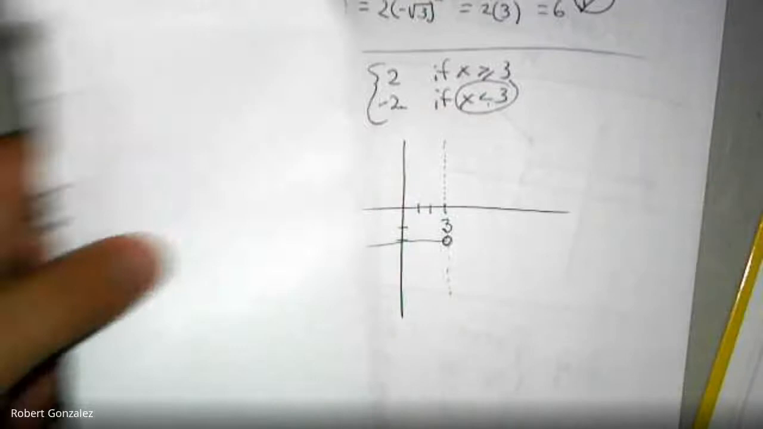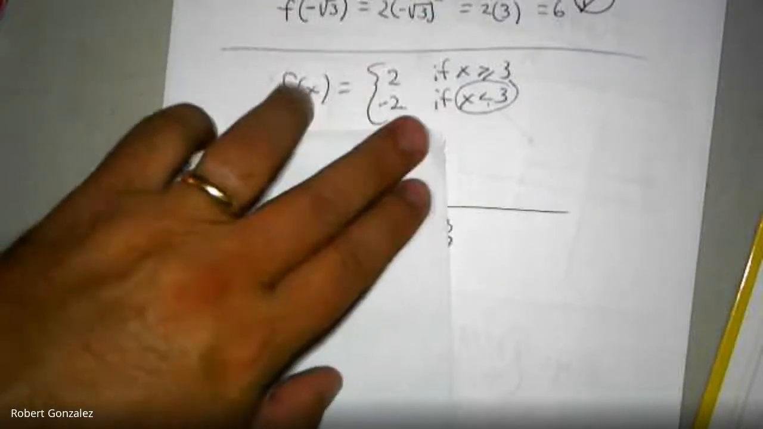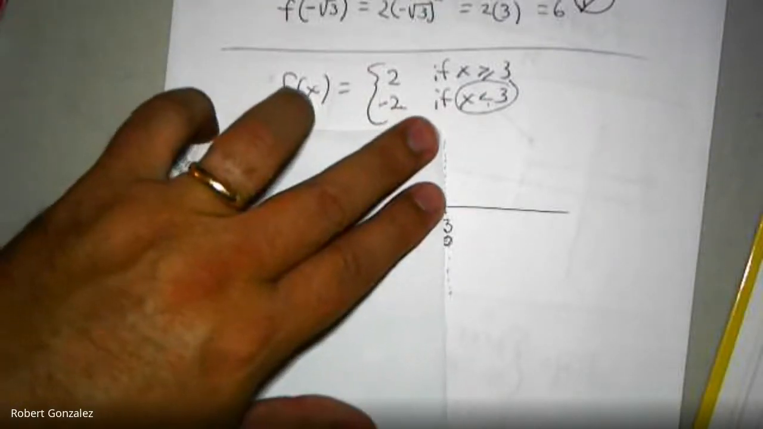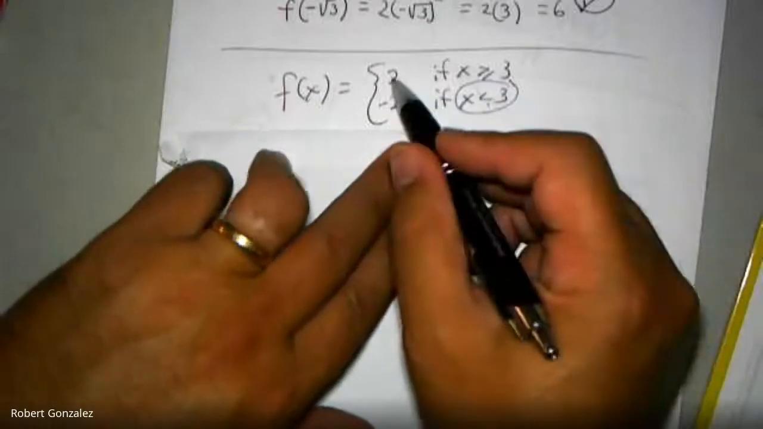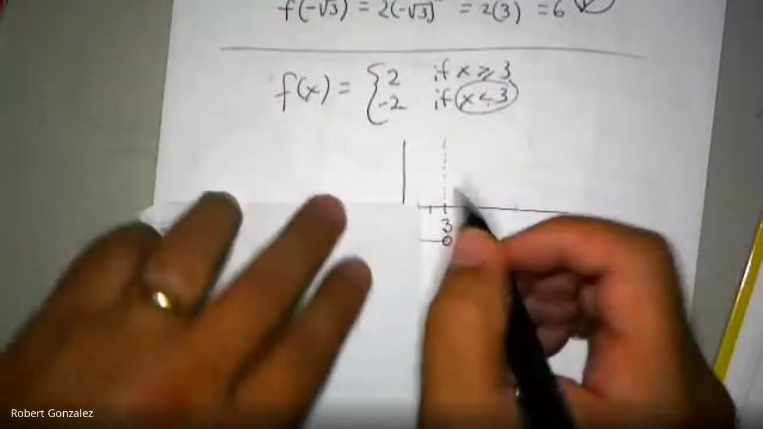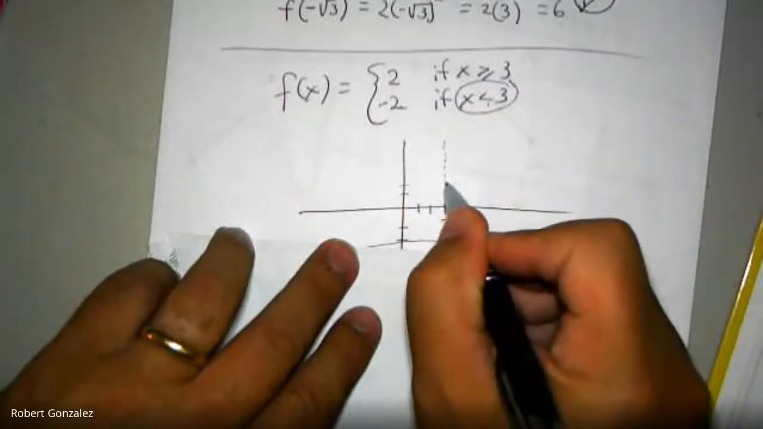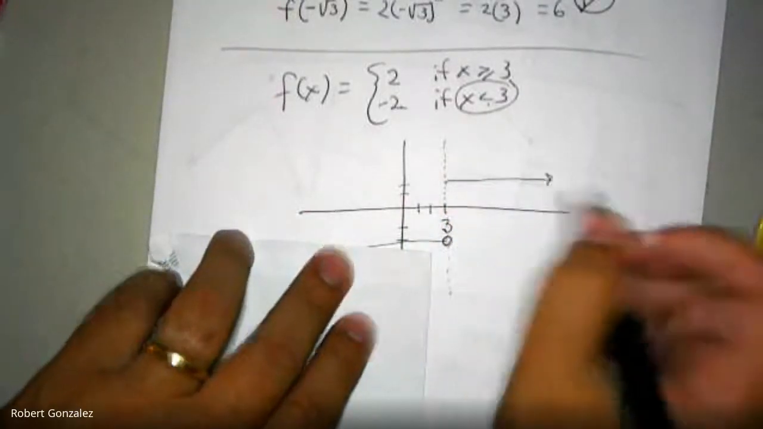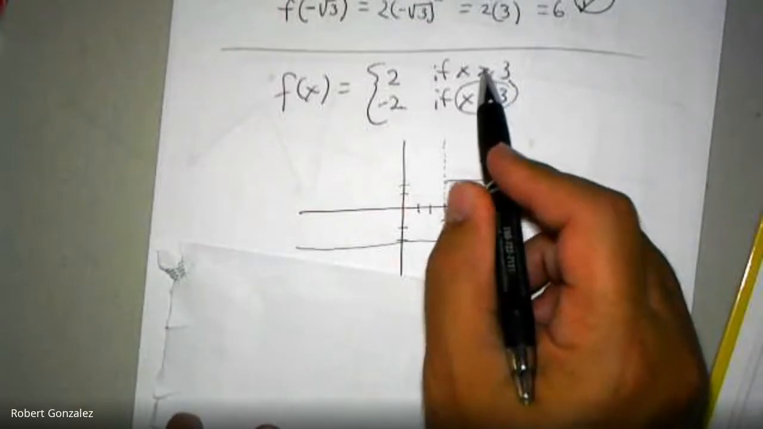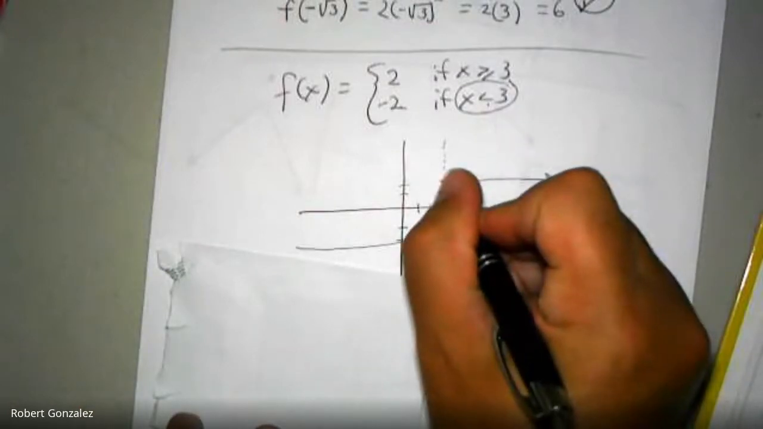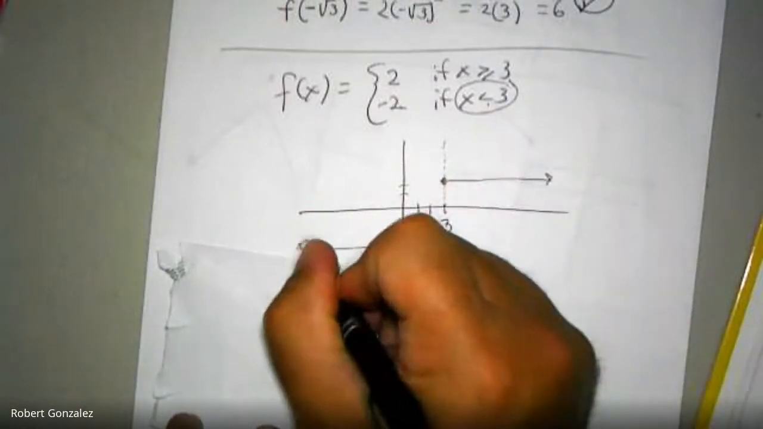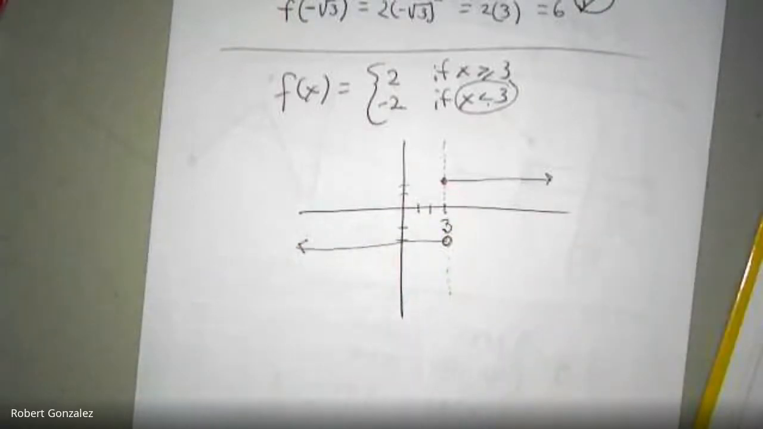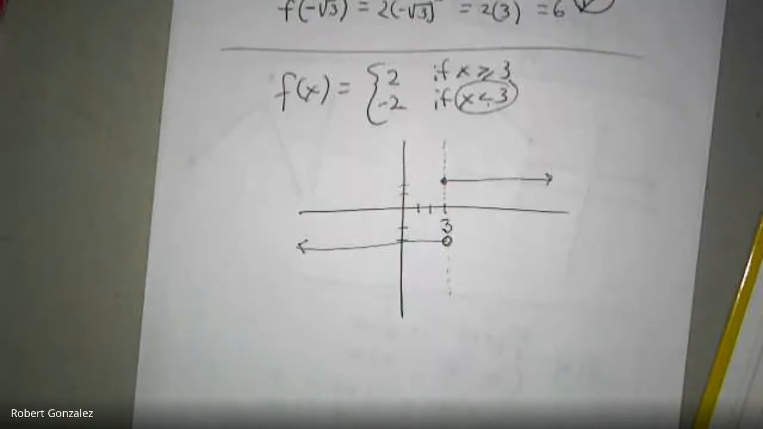Now I'm going to go to the other side. And for the numbers greater than 3, I'm going to graph it at 2. Y equals 2. So I'm going to go up to 2, and I'm going to do a horizontal line that way. It has the equal sign on the greater than or equal to sign, so I'm going to put a dot. There's my answer. What do you think? Seems okay?